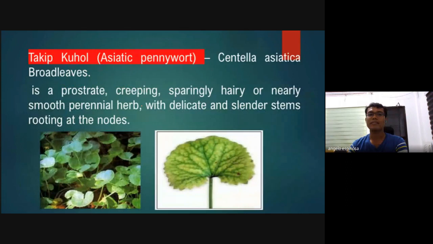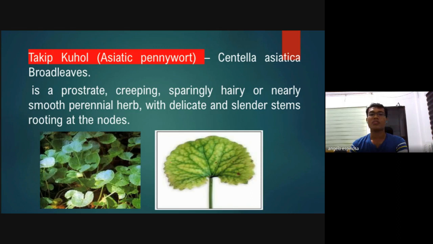Next, we have takip kuhol. Ayan. Takip kuhol is Asiatic pennywort ang tawag. Ito yung sinasabi ko sa inyo na ginagamit ko dati. Meron kasi siyang content na pwedeng mag-boost sa brain niyo or pampatalino. Ayan, Centella asiatica, it is a broad leaves and is a prostrate creeping, sparingly hairy or nearly smooth perennial herb with delicate and slender stems rooting at the nodes.